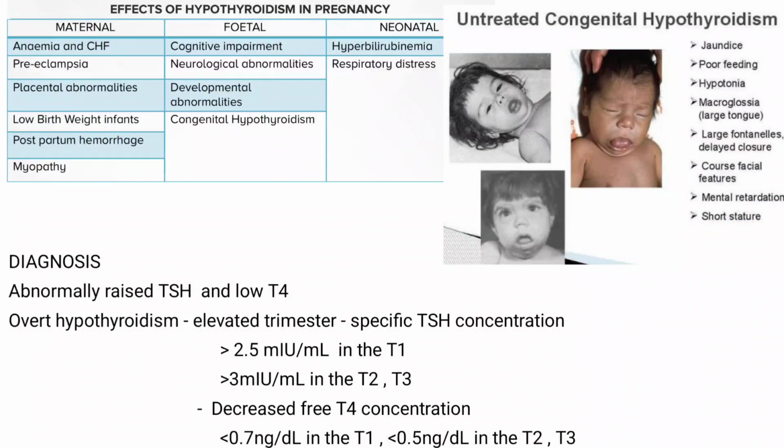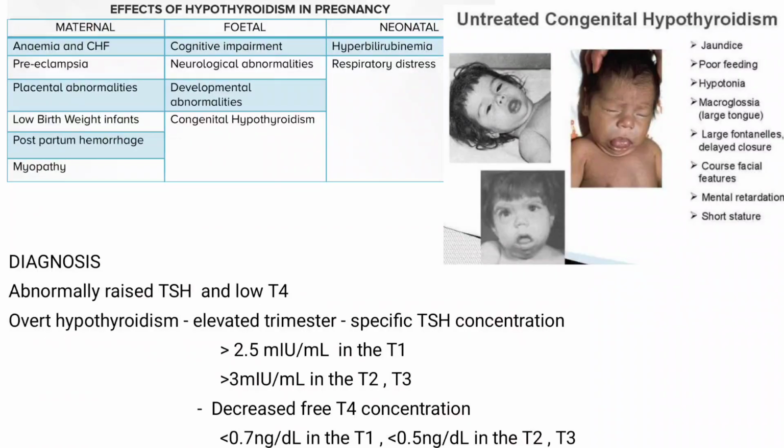So what are the maternal, fetal and neonatal effects? The maternal effects include anemia and congestive heart failure, preeclampsia, placental abnormalities, low birth weight infants, postpartum hemorrhage, and the muscle pain associated with myopathy. While the fetal effects include cognitive impairment, neurological abnormalities, developmental abnormalities, congenital hypothyroidism. The neonatal effects can be hyperbilirubinemia and respiratory distress. So this hypothyroidism is associated with congenital hypothyroidism also.